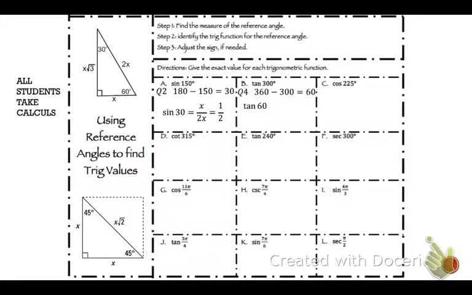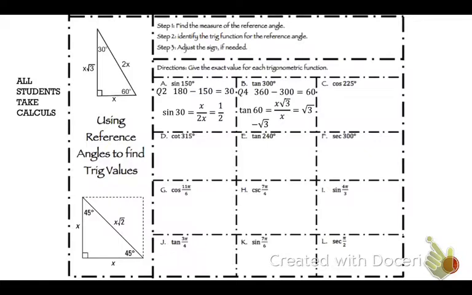So I'm going to find the tangent of 60 degrees. Tangent is opposite over adjacent. Those x's cancel, and that's the square root of 3. Now that's in the fourth quadrant, so All Students Take Calculus. Cosine is the only thing positive in that fourth quadrant, so that's a negative square root of 3.